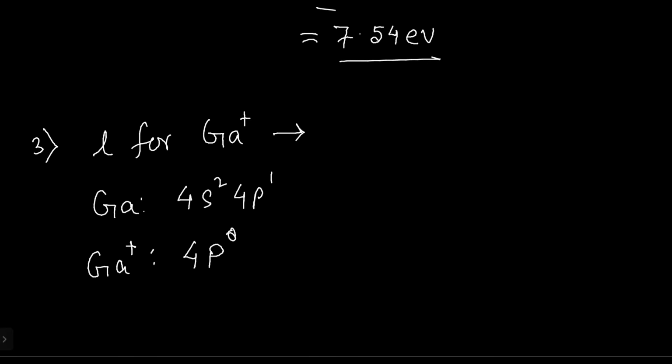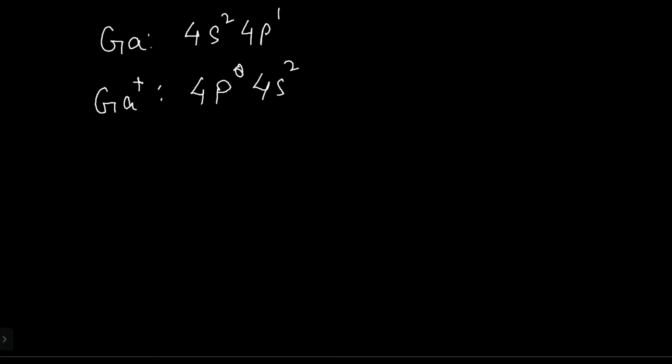That means no electron is present in 4p, and 4s2 is there. That means the electrons are present in the s orbital. You all know that for s orbital, the value of azimuthal quantum number is 0. So the value of azimuthal quantum number for Ga plus will be equal to 0. This should be your answer. This was also pretty simple.